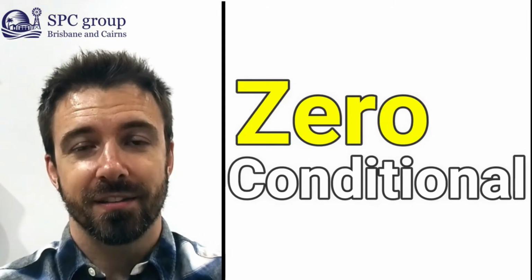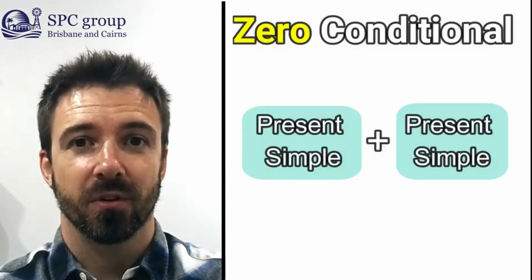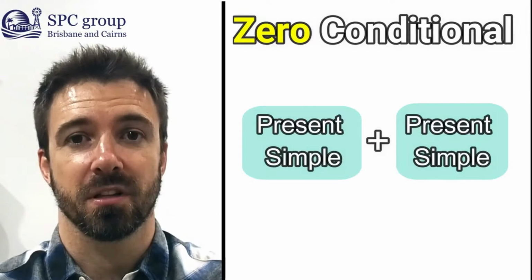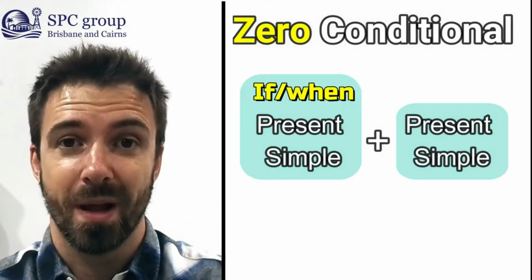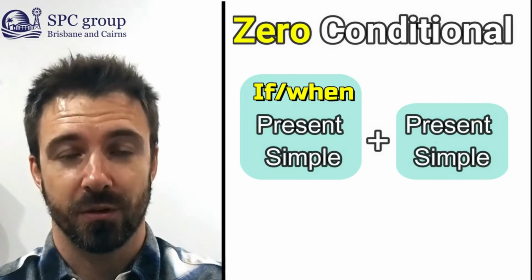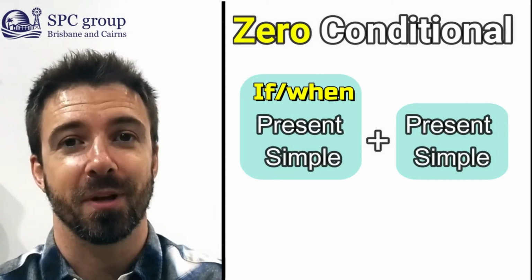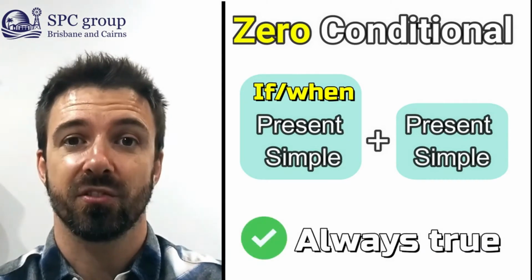Today we're going to talk about zero conditional. Zero conditional is made up of two present simple clauses. One of them will have a word like if or when. We use zero conditional when we want to talk about things which are always true.